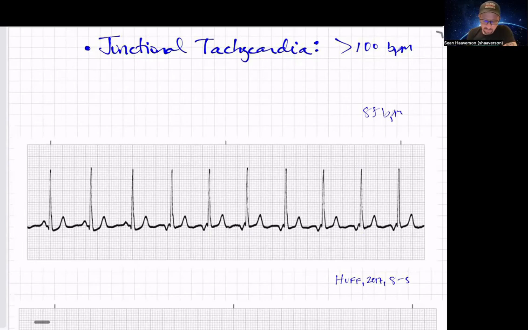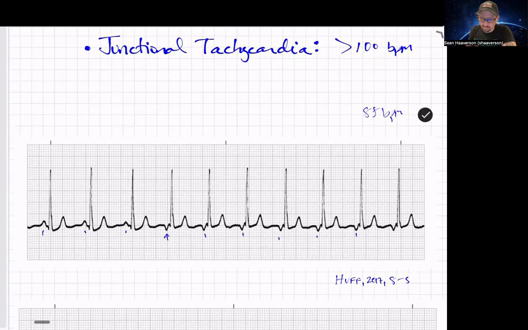All right, now let's look at our P waves and determine whether or not we have P waves before every QRS. So we've got a P wave here, P wave here, P wave here, and then we've got a change. So let's highlight that. But we do have a P wave.